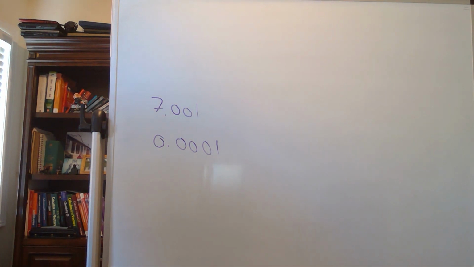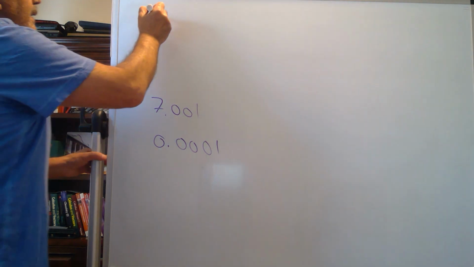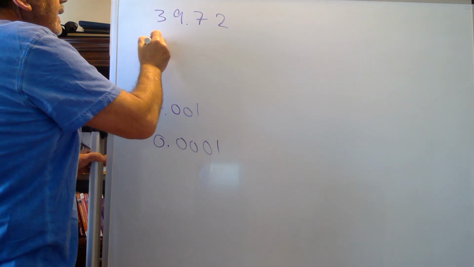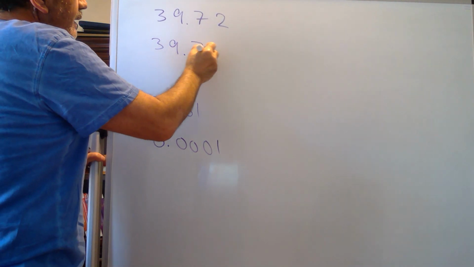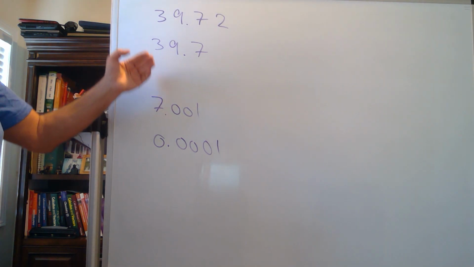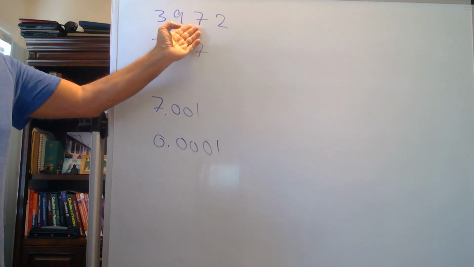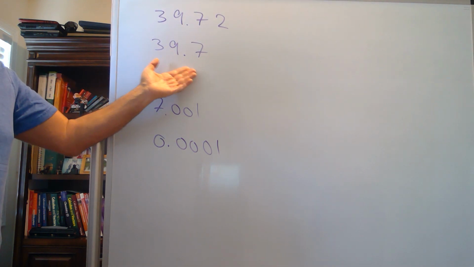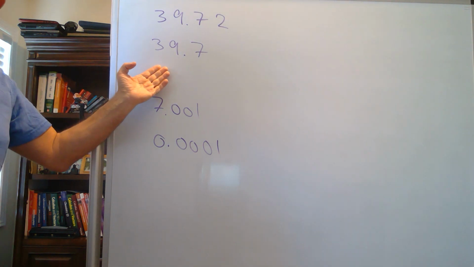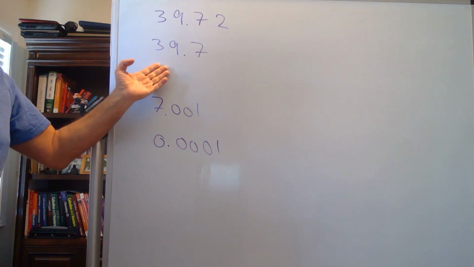Let's use an example. $39.72 and 39.7. These two numbers, which of them is more precise? The top number, the precision is up to hundredths. The bottom one, the precision is up to tenths. So the top number is more precise compared with the bottom number.